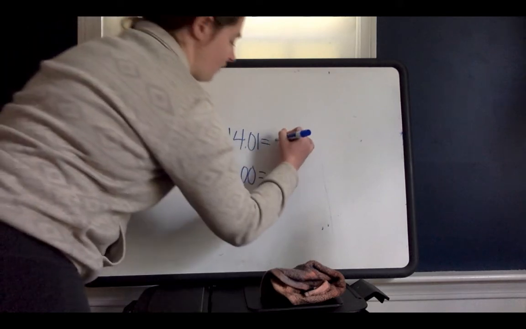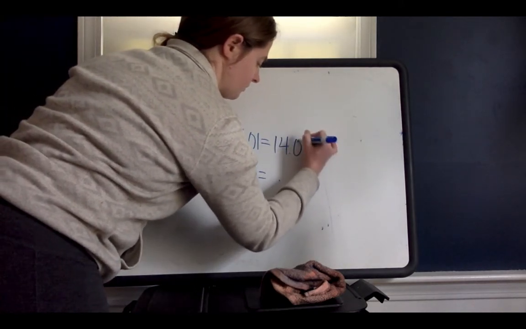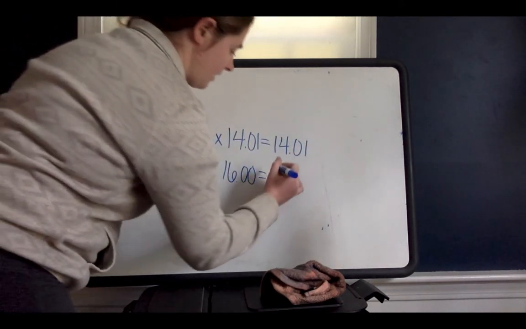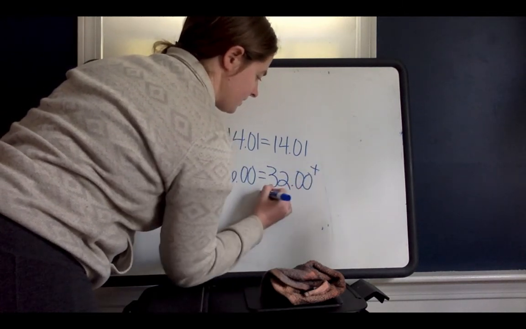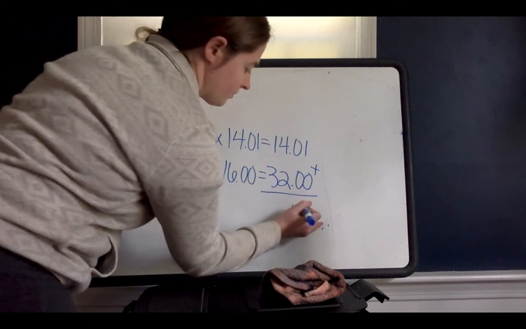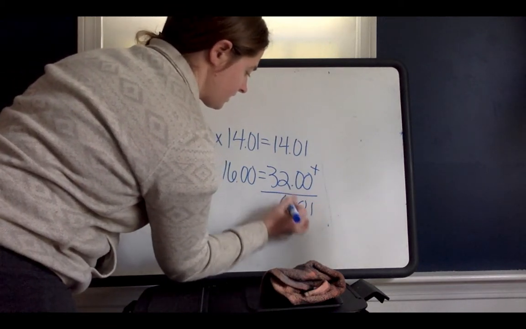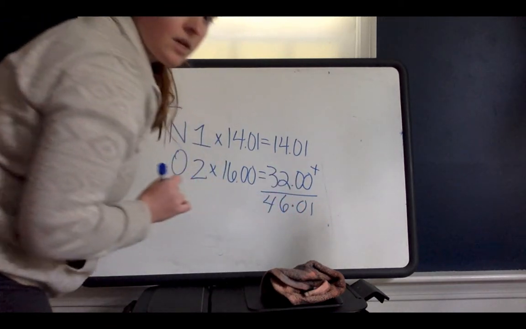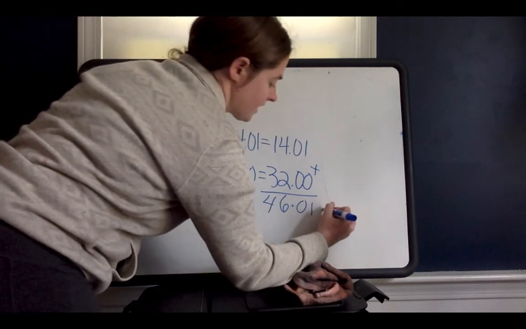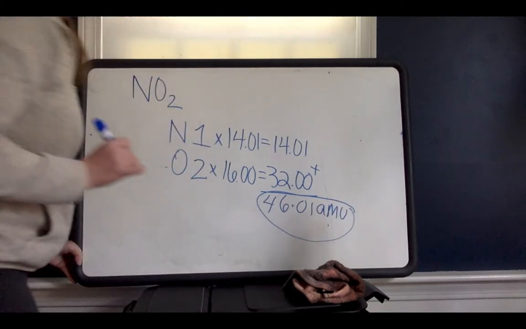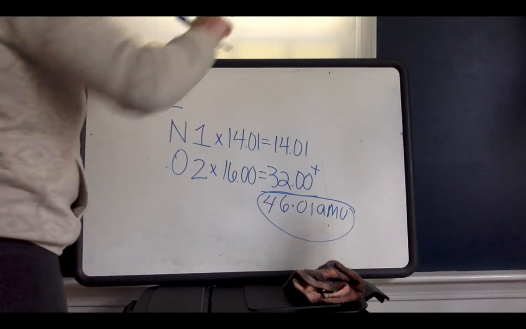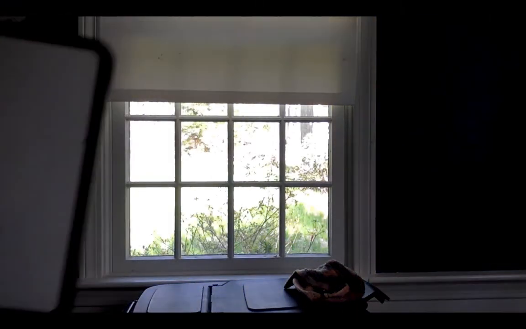So 1 times 14.01 is 14.01. 2 times 16 is 32. And then we can add them together. So we see 0.01, we see 6, and we see 46. So then our answer will be 46 AMUs, atomic mass units, and we're going to circle our final answer. Okay? Let's do another one together.